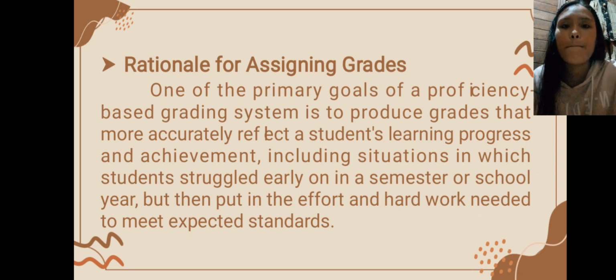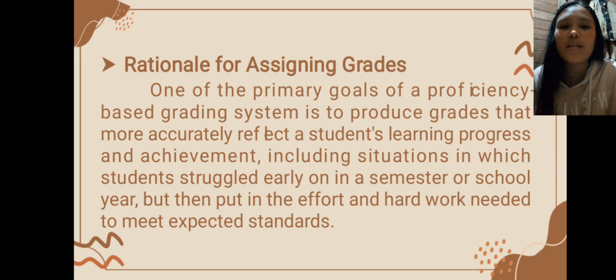For example, a student who struggles at the beginning of a course but who later grasps the material well and demonstrates a high level of proficiency might still end up with a lower overall grade due to poor early performance. This rationale for assigning grades is rooted in the belief that grades should more accurately reflect what students have learned and are able to do. It supports a more personalized and equitable approach to education, acknowledging improvement and effort, and encouraging students to focus on learning and growth.